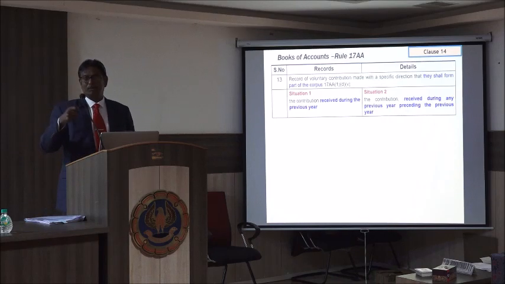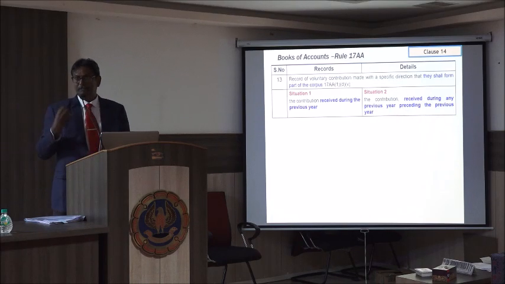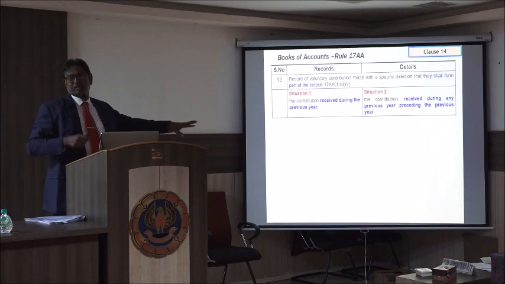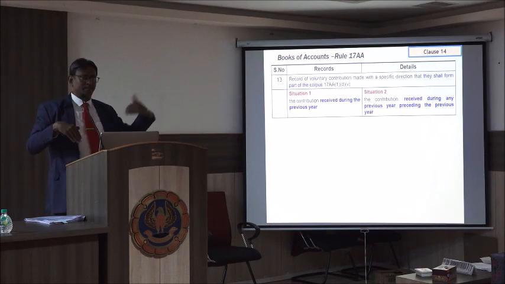Sir, that is easy. When they are receiving the money, they have one bank account. Every month the budget they prepare, they transfer the money to another bank account. They are splitting the receipts and payments.